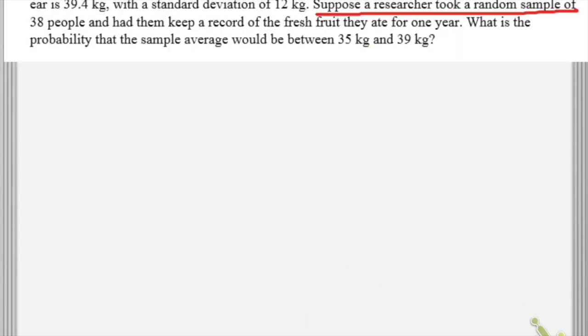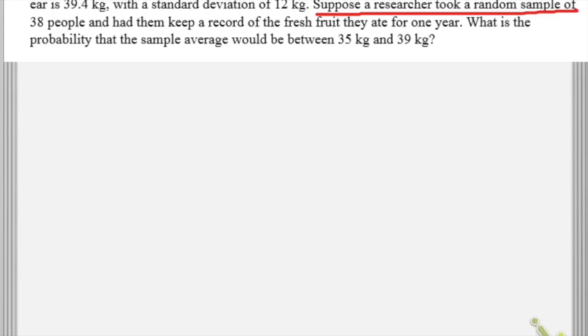Next example, example 2. Statistics Canada reports that the average annual consumption of fresh fruit per person in a recent year is 39.4 kg with a standard deviation of 12 kilograms. Suppose a researcher took a random sample of 38 people and had them keep a record of the fresh fruit they ate for 1 year. What is the probability that the sample average will be between 35 kg and 39 kg?